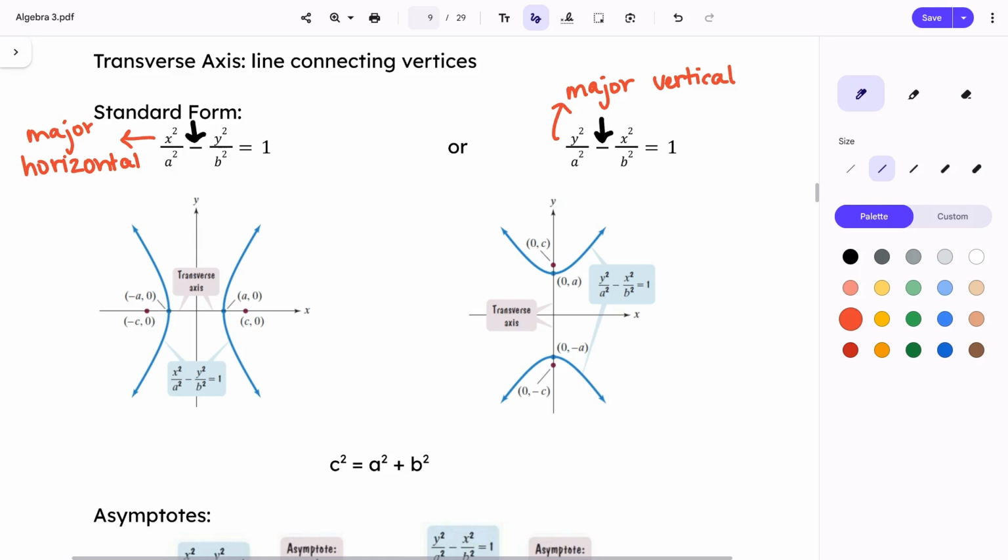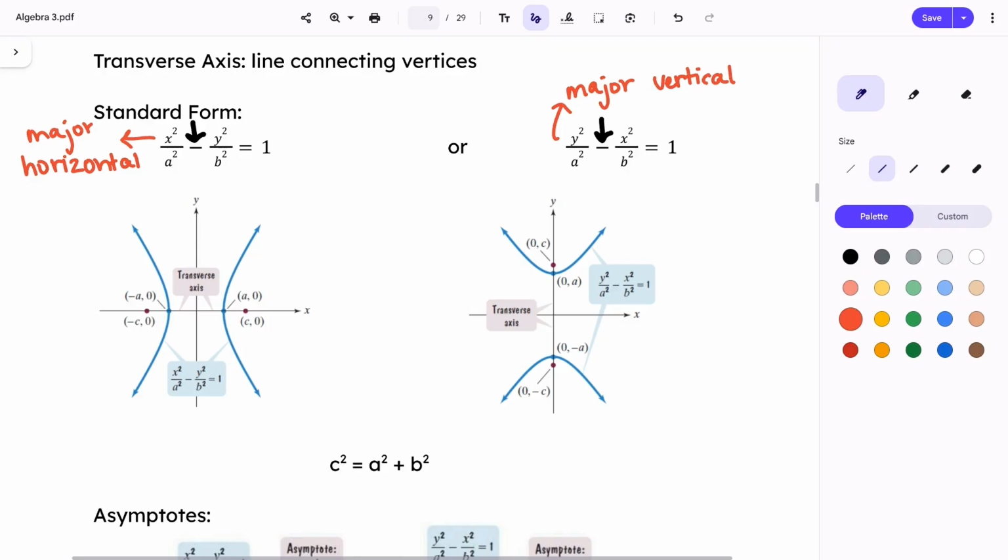But you can see on the left side, when the x comes first, your branches are going to be opening up to the left and to the right. When the y comes first, the branches are going to be opening up and down. So that's how we're going to tell the difference between our two types of hyperbolas here.